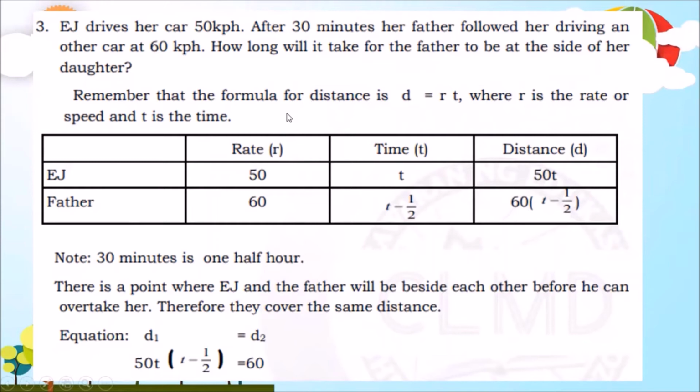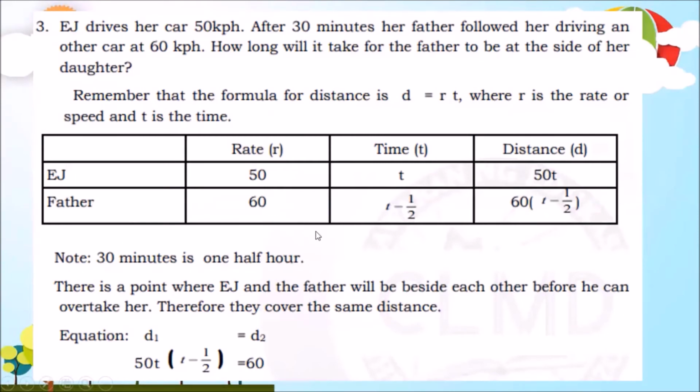So remember that the formula for the distance is d is equal to rt, where r is the rate or speed and t is the time. So for the rates, ito yung 50 and 60, and for the time of AJ it's t and for father is t minus 1 half.